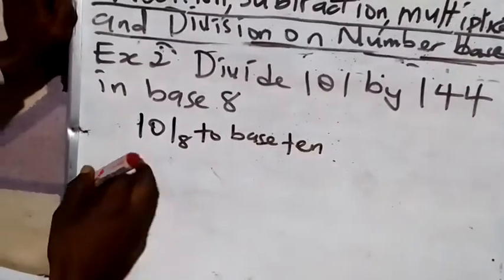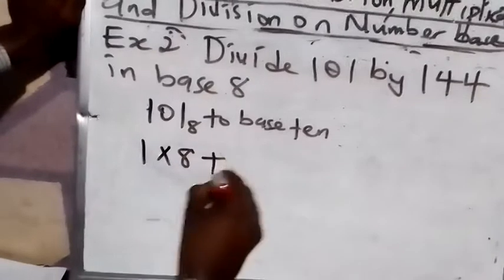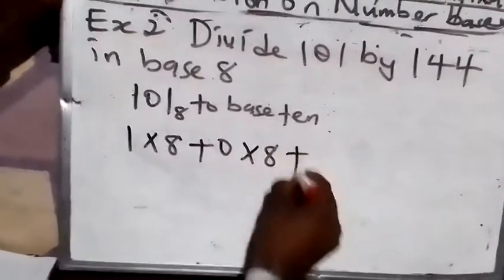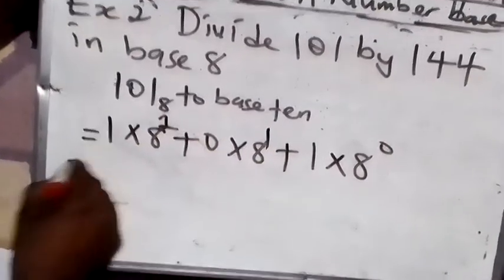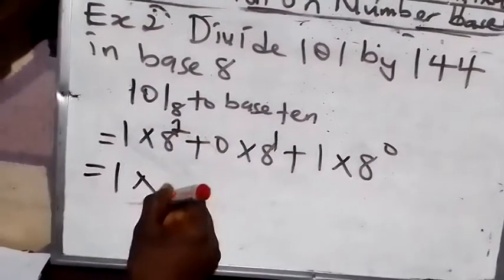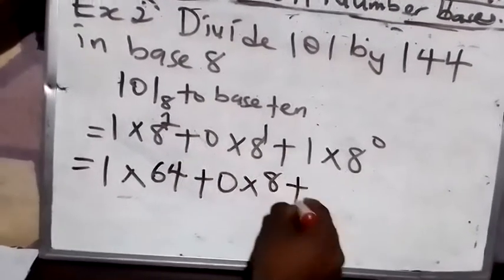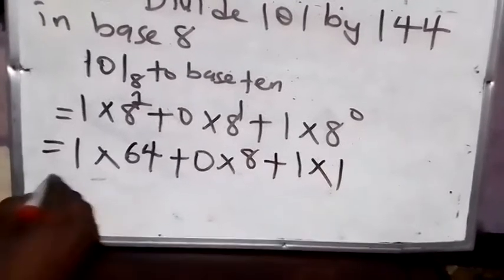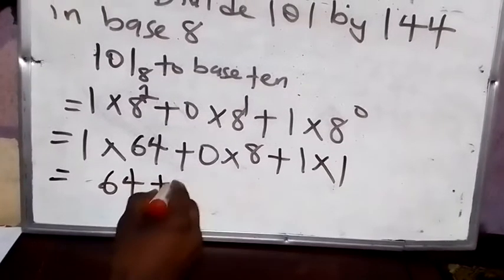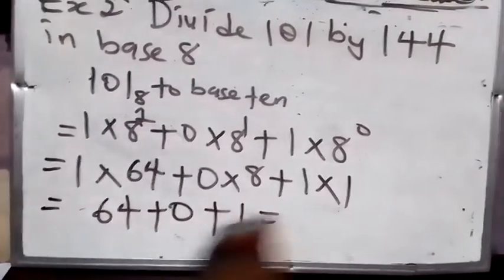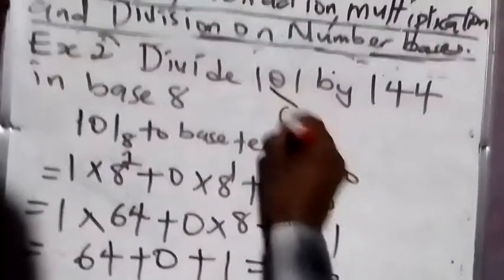So anytime you are converting from any base to base 10, you multiply. 1 times 8 plus 0 times 8 plus 1 times 8, with powers 0, 1, 2. That is 1 times 8 raised to power 2, that is 64. Plus 0 times 8 raised to power 1, that is 0. Plus 1 times 8 raised to power 0, that is 1. 1 times 64 is 64. 0 times 8 is 0. 1 times 1 is 1. So 64 plus 1 is 65 base 10. So this one has given me 65 base 10.